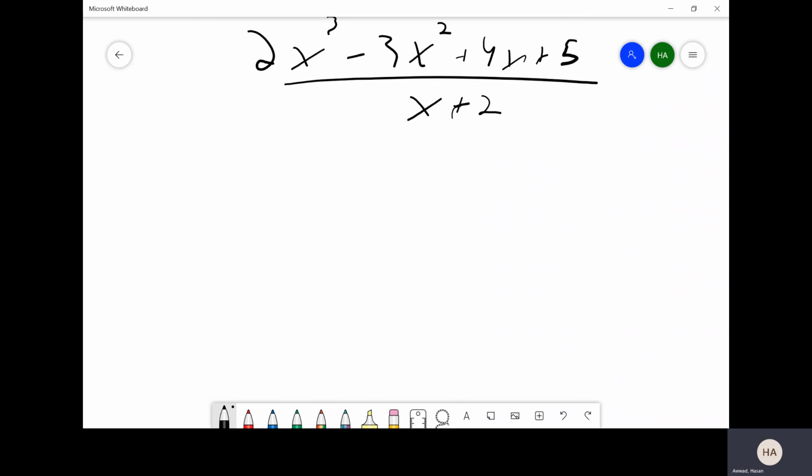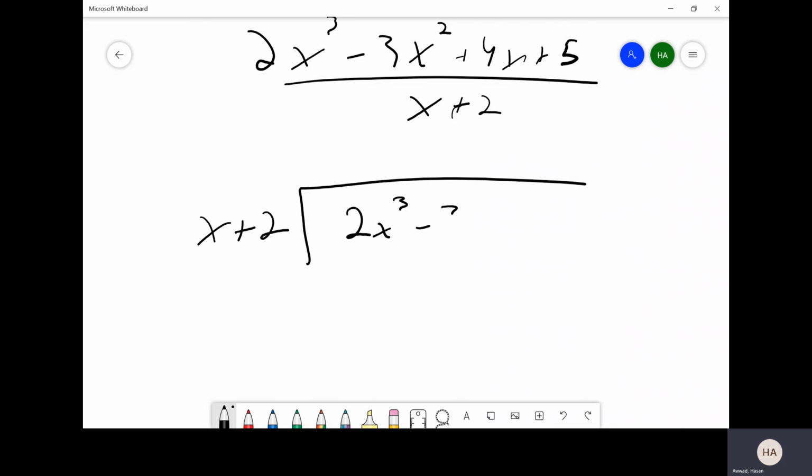Okay, so the way you set this up, again, you put your divisor on the outside, x plus 2, and everything else on the inside, right? So 2x cubed minus 3x squared plus 4x plus 5. Now you ask, do we need any placeholders? No, we don't. We don't need any placeholders for our divisor, or for what we're dividing. So we don't need placeholders in general. We can just continue with our normal operations.